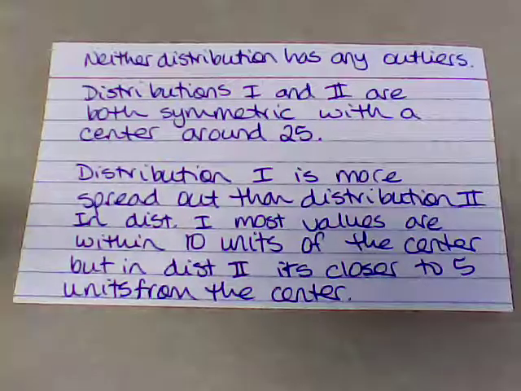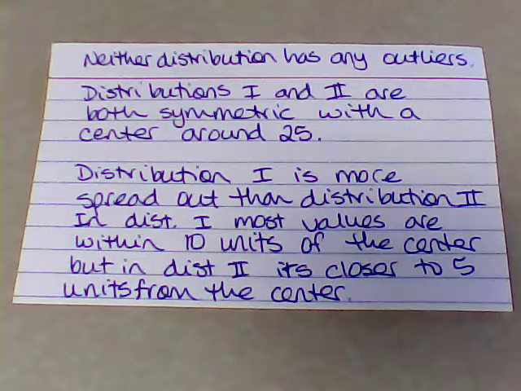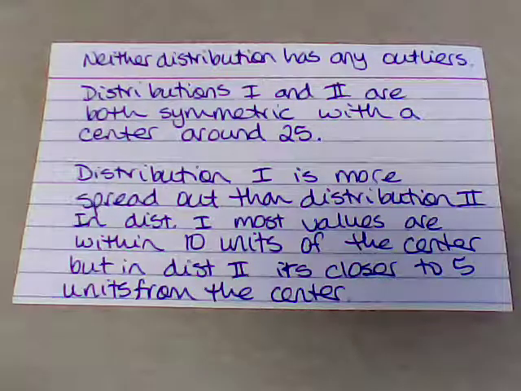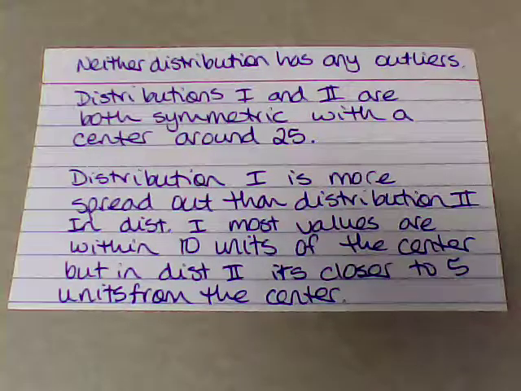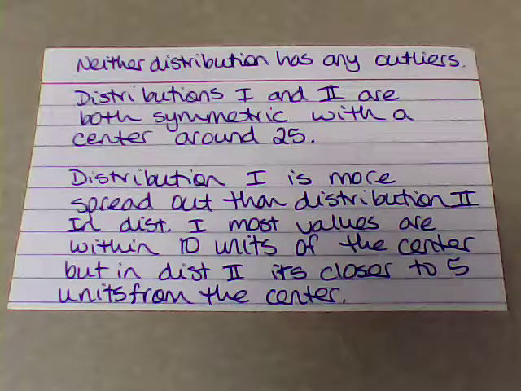So I've described the distributions, their shape, outliers, any unusual features. We'll come back to that, especially in Chapter 5. Their center and their spread. That brings us to pretty much all of Chapter 4. The only other thing for Chapter 4 is making sure we can make the different types of graphs, which we'll do in class.